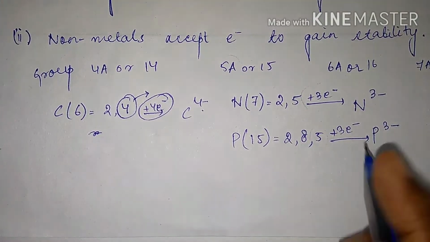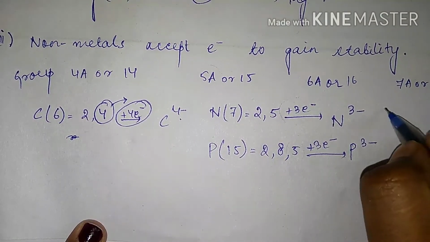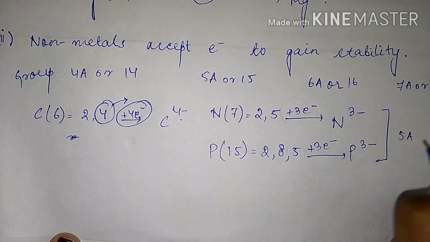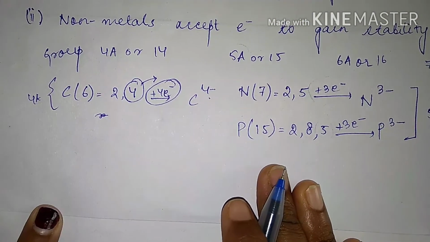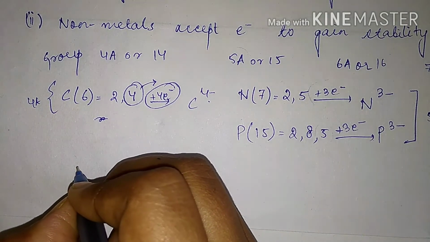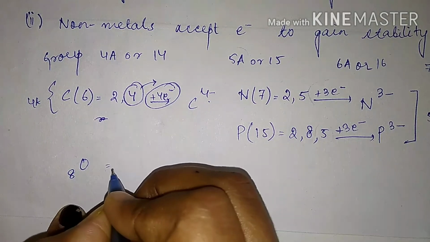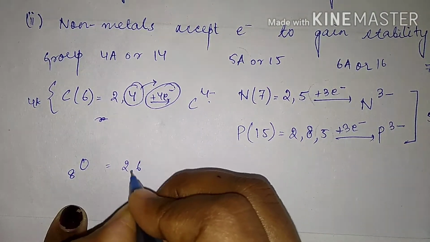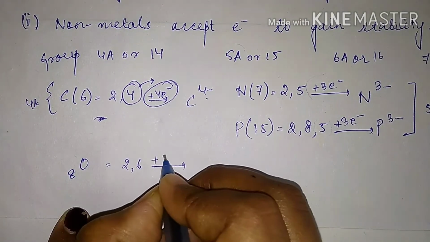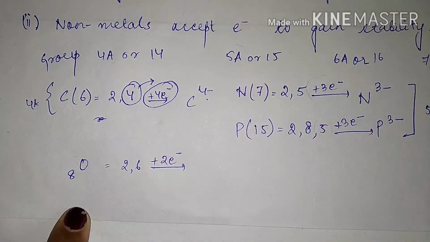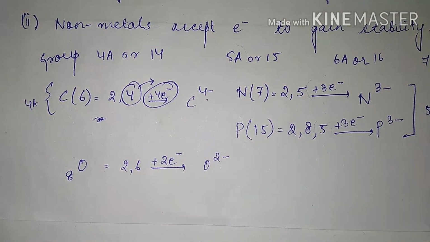Next, we take an example from group 6A or 16. This was from 5A, before that was 4A, and now we have 6A. The example we have is oxygen. Oxygen atomic number 8, that is 2, 6. So to gain stability, it just has to accept 2 more electrons to get 8 electrons in its last shell. So it becomes O2 negative.